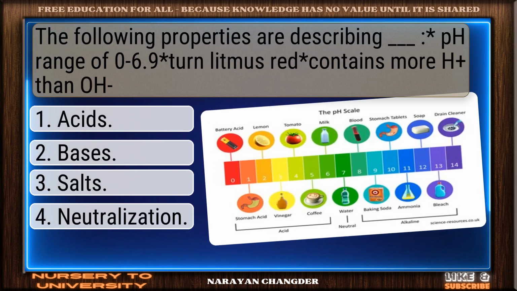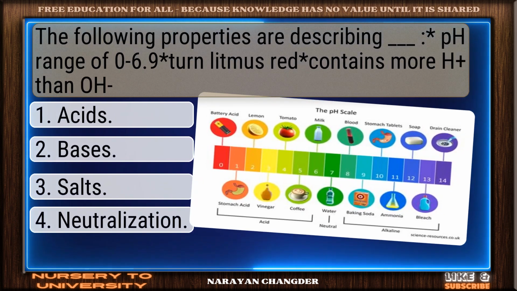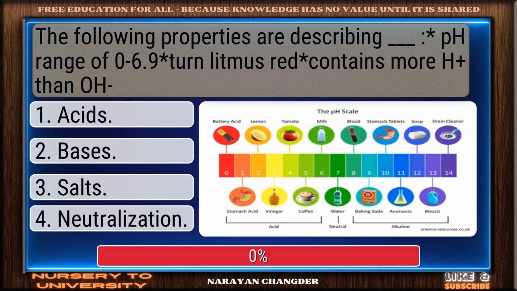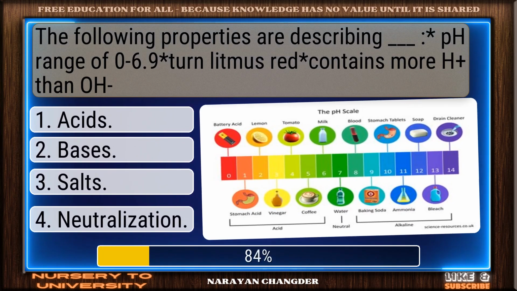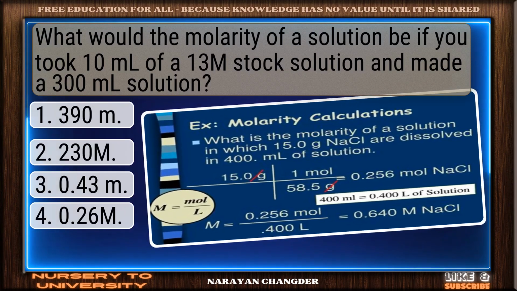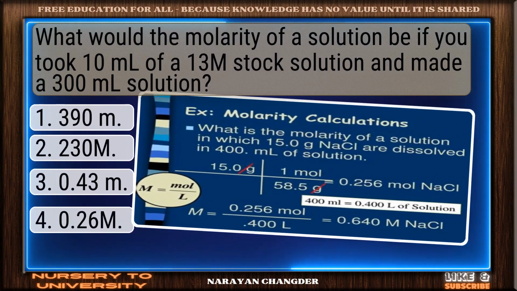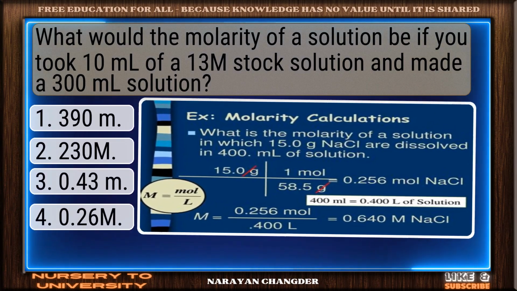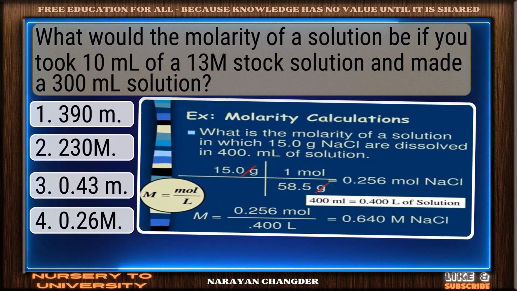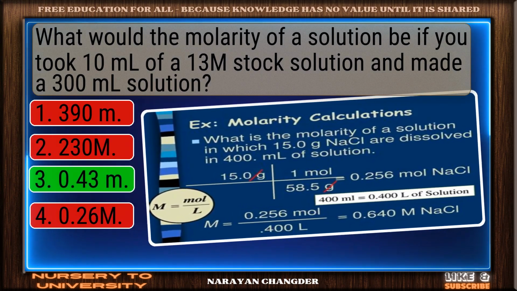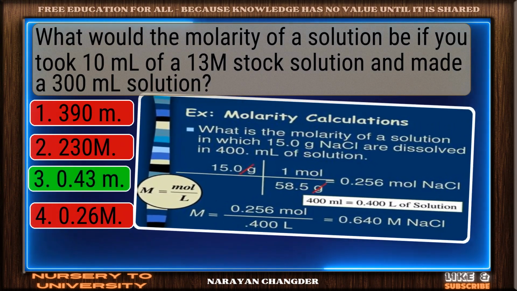The following properties are describing which substance: pH range of 0 to 6.9, turns litmus red, contains more H plus than OH minus. Smart pick. Acids is correct. What would the molarity of a solution be if you took 10 ml of a 1 molar stock solution and made a 300 ml solution? Great job. 0.43 is accurate.